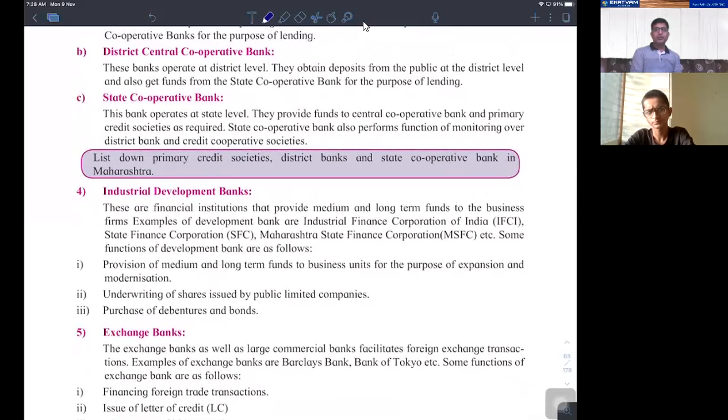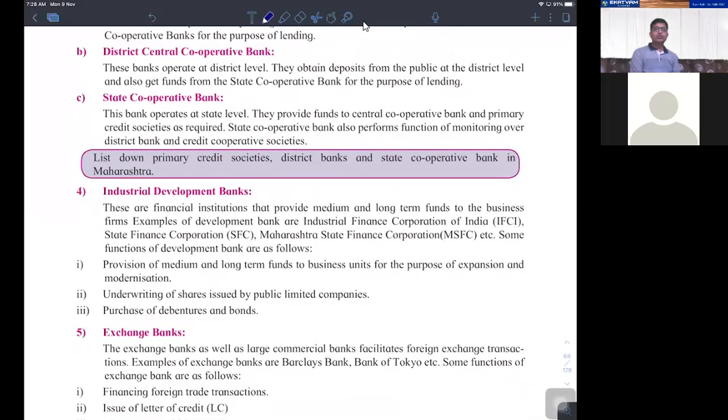Then District Central Cooperative Bank. These banks operate at district level because they are working as the apex body for all the cooperative banks in that respective district. So they obtain deposits from public at district level and also get funds from the state cooperative bank for the purpose of lending. The state cooperative bank, so three levels. सबसे नीचे की लेवल होती है जो आपकी लोकल लेवल की कोऑपरेटिव सोसाइटी या कोऑपरेटिव बैंक होती है. उसके ऊपर की लेवल आपके डिस्ट्रिक्ट कोऑपरेटिव बैंक, एंड टॉप विद इन द स्टेट इज द स्टेट कोऑपरेटिव बैंक.